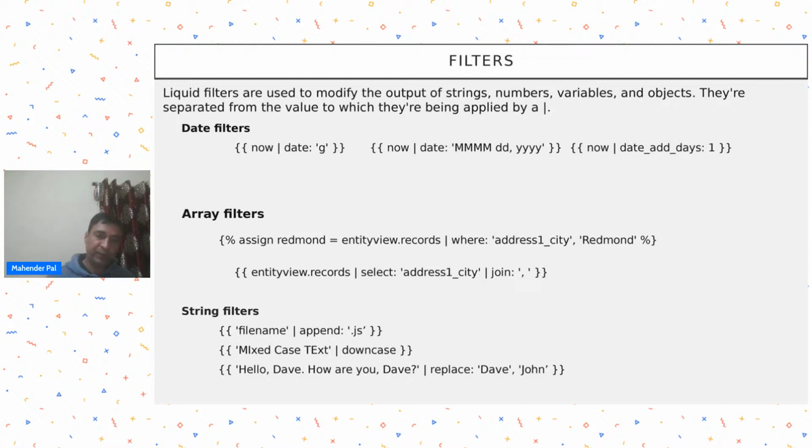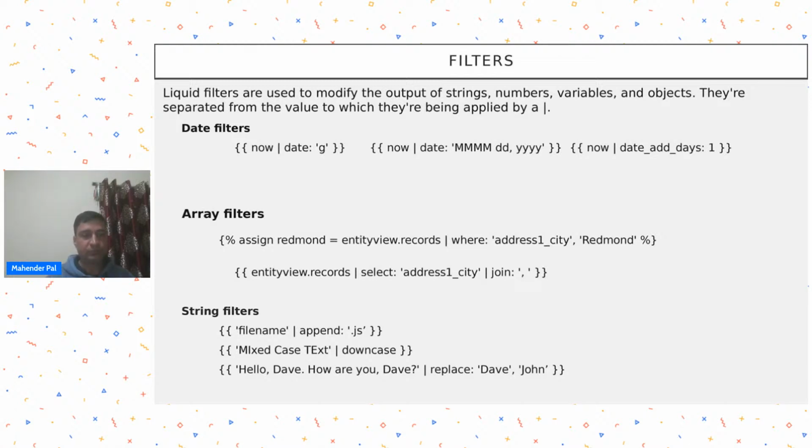So it's kind of like a SQL select query. We are simply applying a where filter and writing that we want to get only those records where address city is equal to Redmond. These types of filters we can use while writing Liquid code in our template. Similarly, we can also use join. If it's returning multiple records and we want to get all the cities and combine them, we can use a separator there.